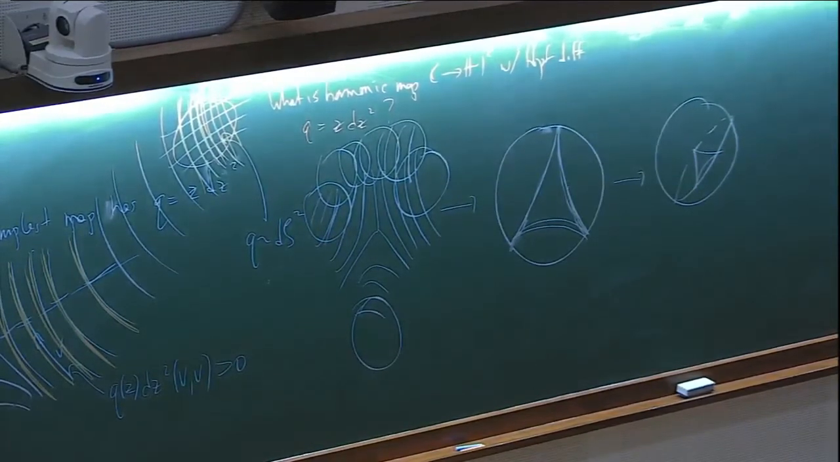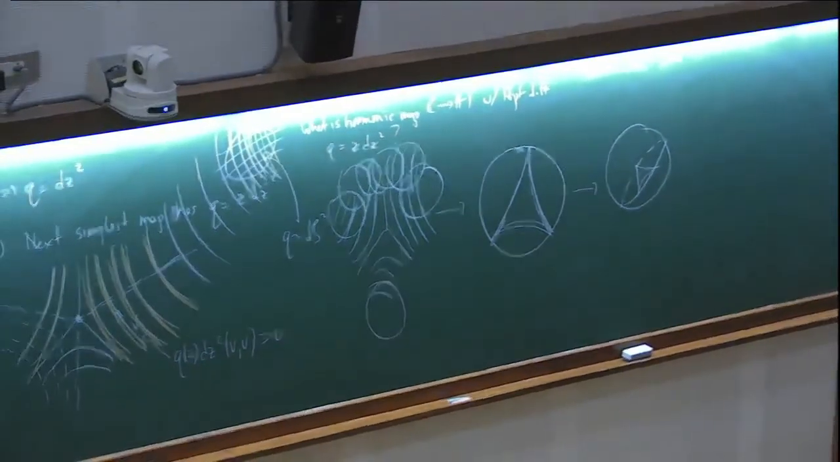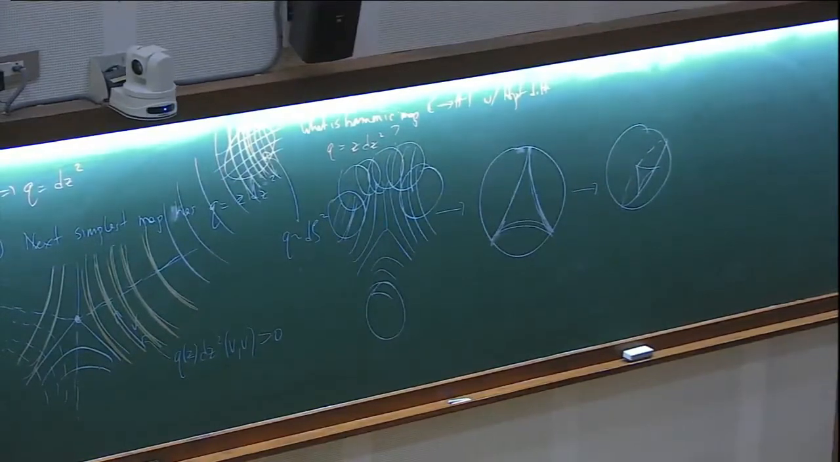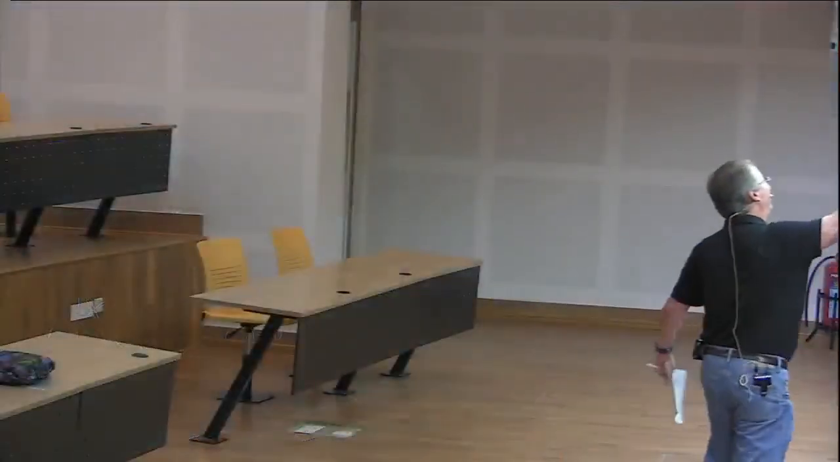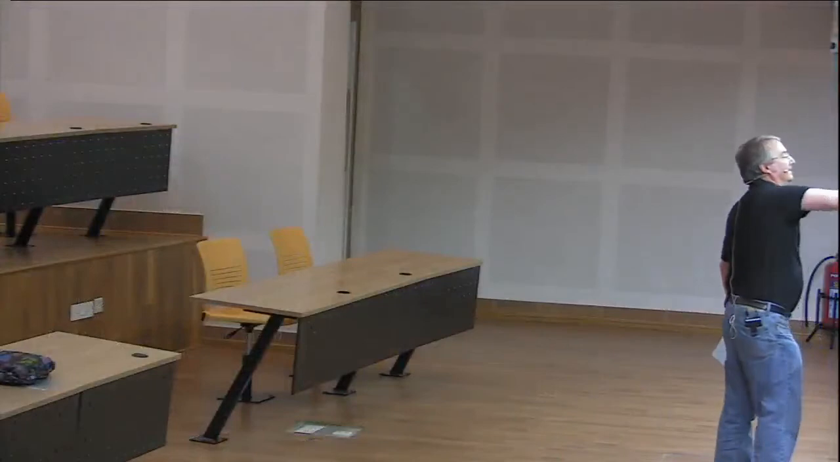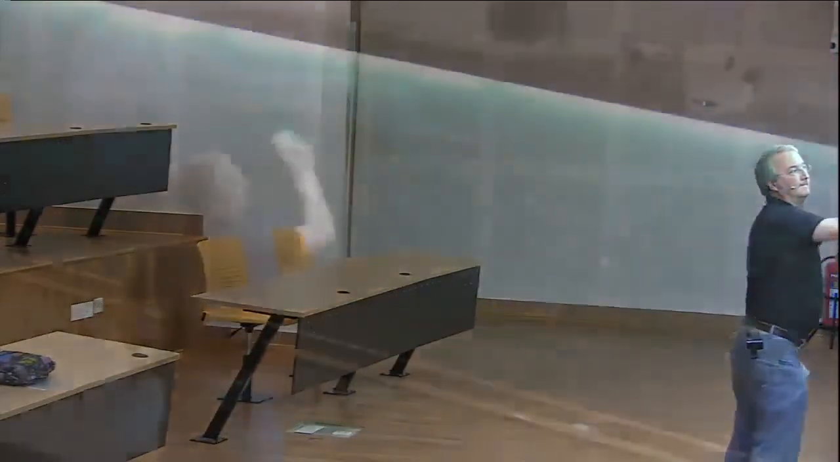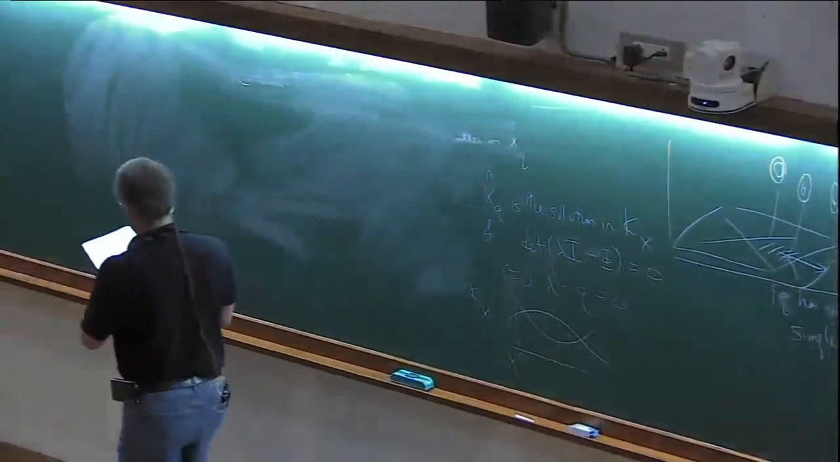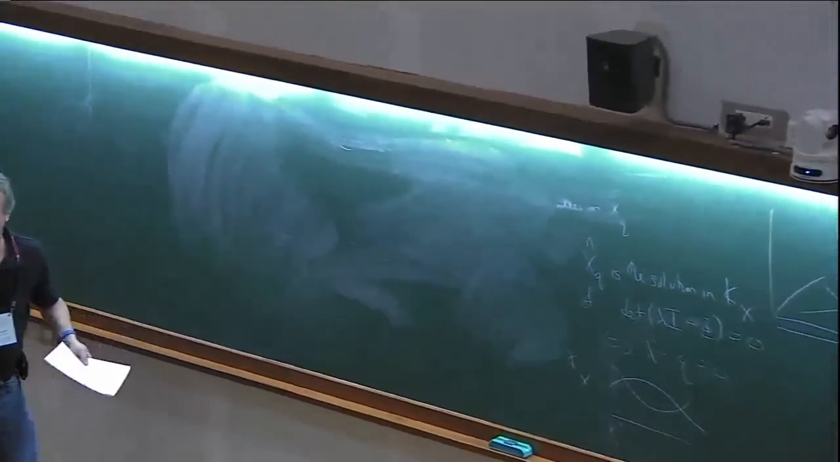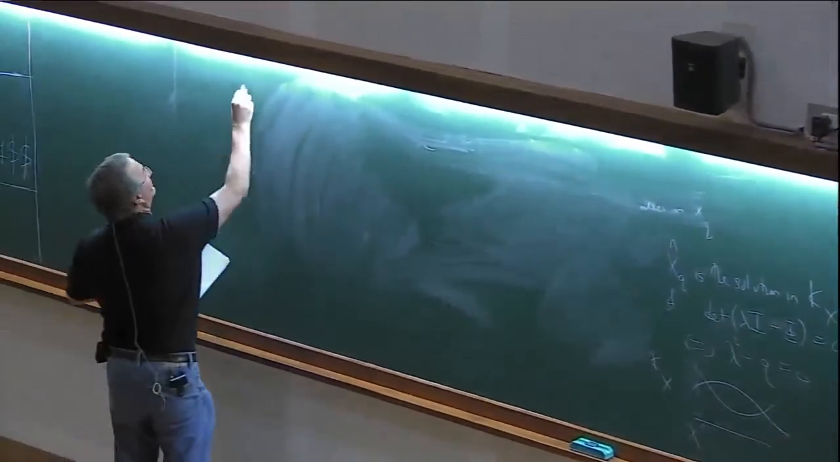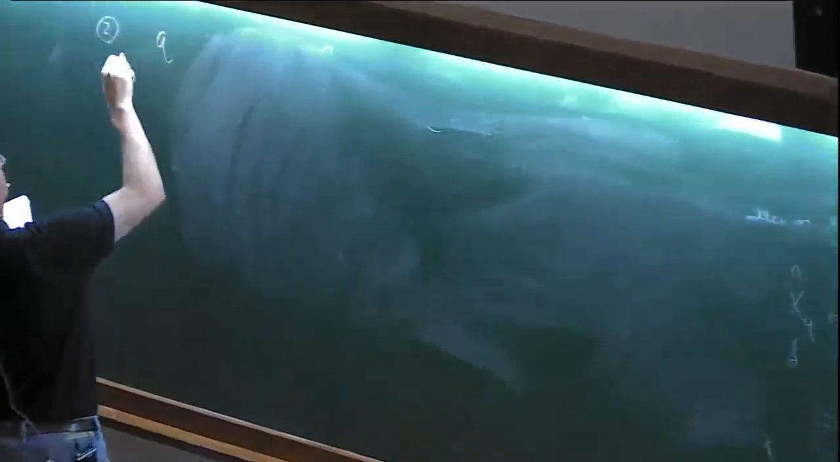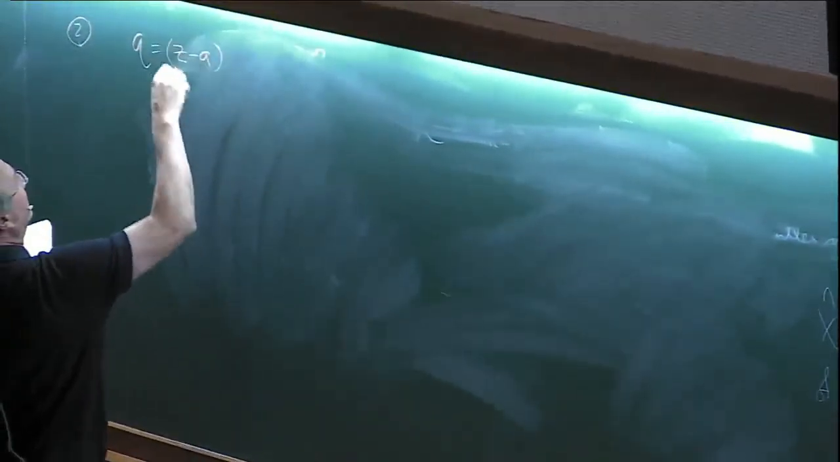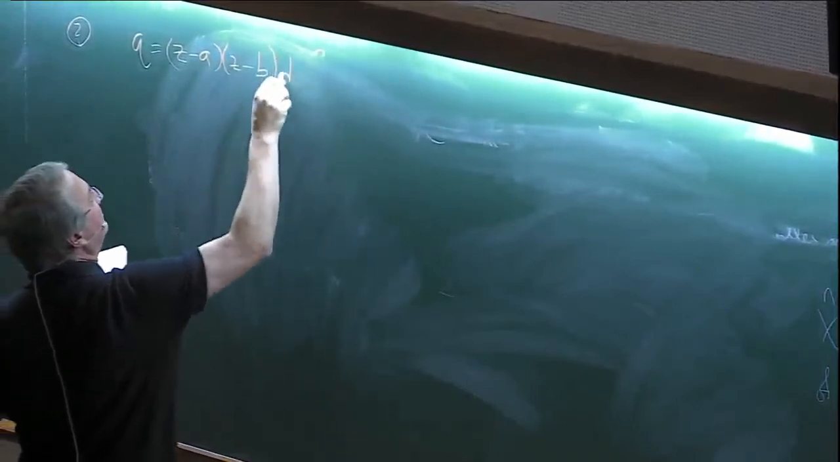Okay, so now we come to one more example. And so you can see what the next example is going to be, and I promise it's the last, because otherwise you'll get nervous. Great. Suppose I have two zeros. So this is example two, Q is Z minus A, complex numbers, Z minus B dZ squared.